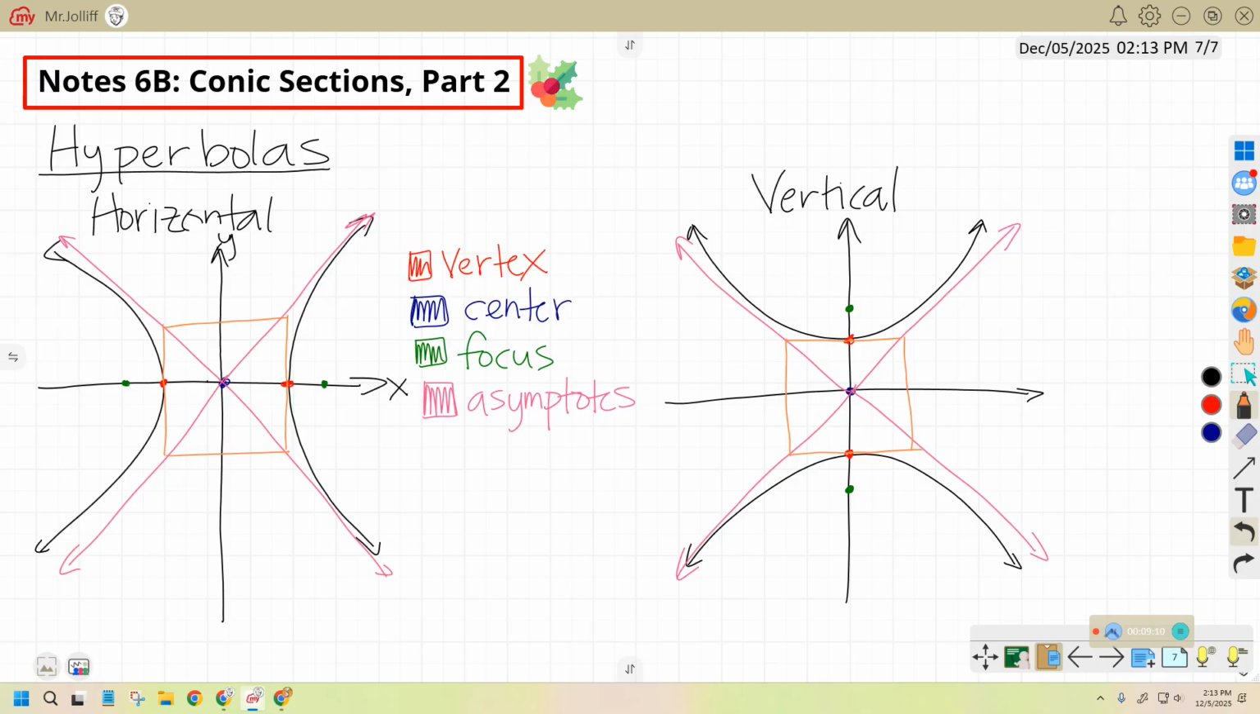And we see 2 points on the box. I see my vertices in red touch the box. The 2 points on the other axis, the non-transverse axis, those are called a co-vertex.